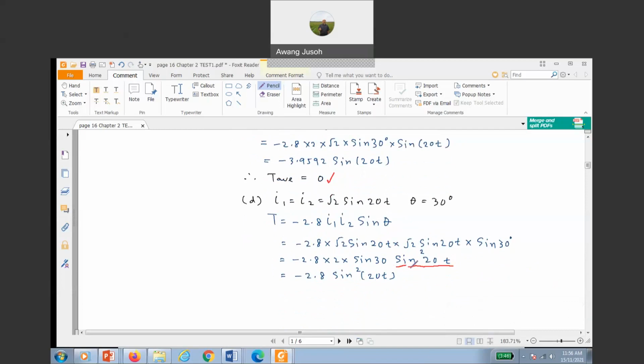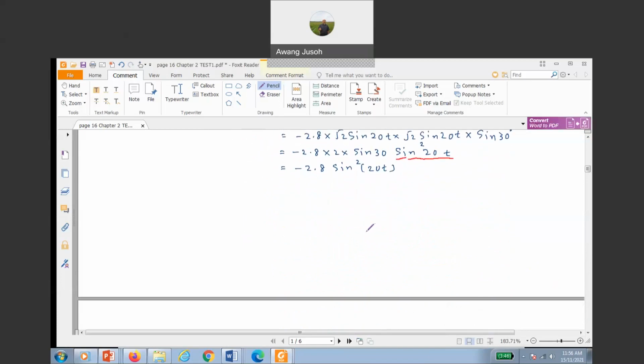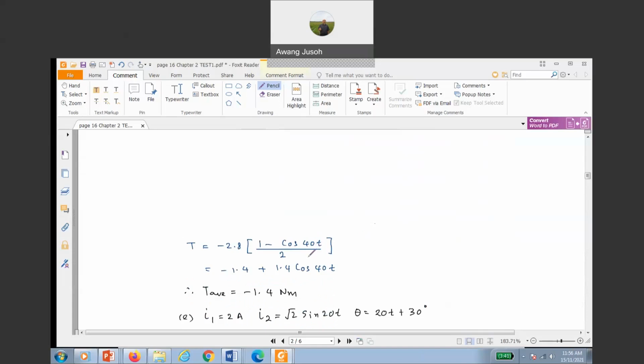We can use this to solve the problem. Negative 2.8 sine squared of omega 20t. So sine squared equals 1 minus cos 40t over 2. And then if you solve this problem, you get this equation, meaning that the torque equation is given by negative 1.4 plus 1.4 cosine 40t. Right? So in terms of average, we got negative 1.4. This is the average torque produced when we apply both sinusoidal currents for the stator and the rotor winding.